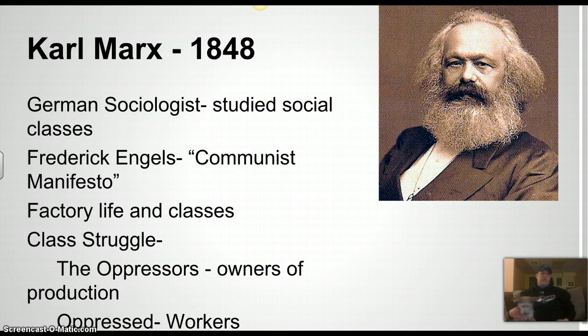Now, one of the people who saw what was happening was a guy named Karl Marx. He's got an awesome beard, first of all, but he was a German sociologist. He studied people and how they got along with each other. He and his colleague Frederick Engels wrote a paper called the Communist Manifesto. A lot of people have heard of communism and think it's just something in Russia, but it really originates with Karl Marx in Germany in the 1840s.